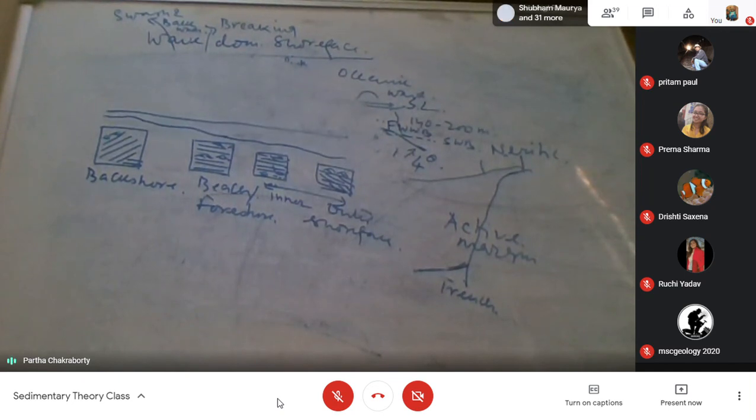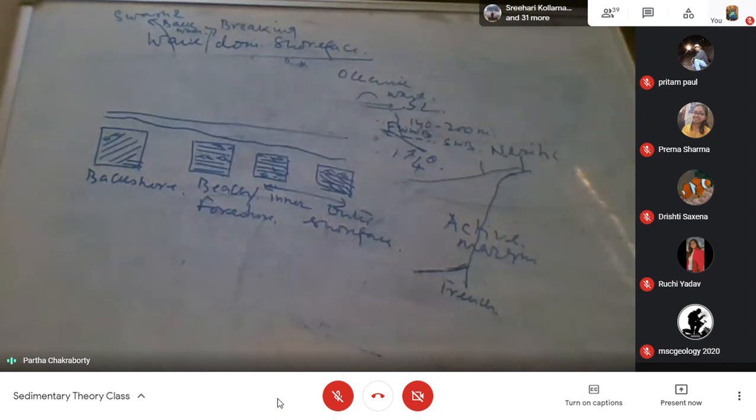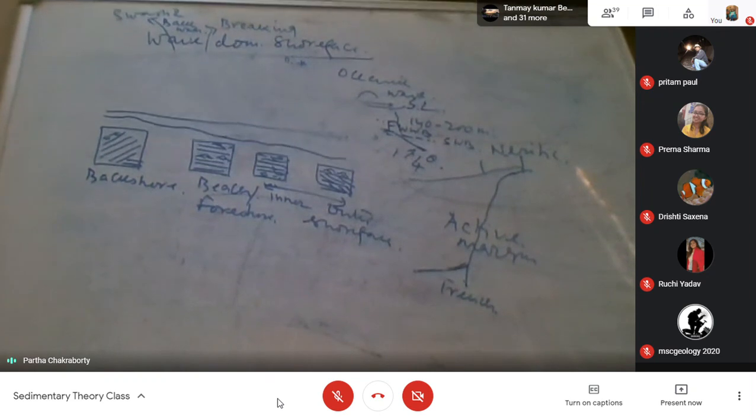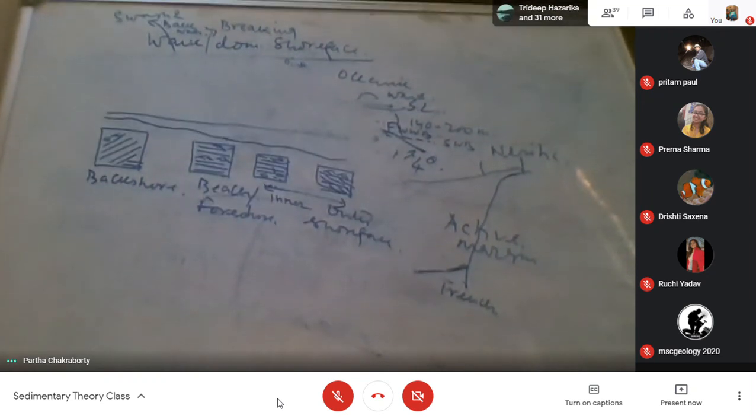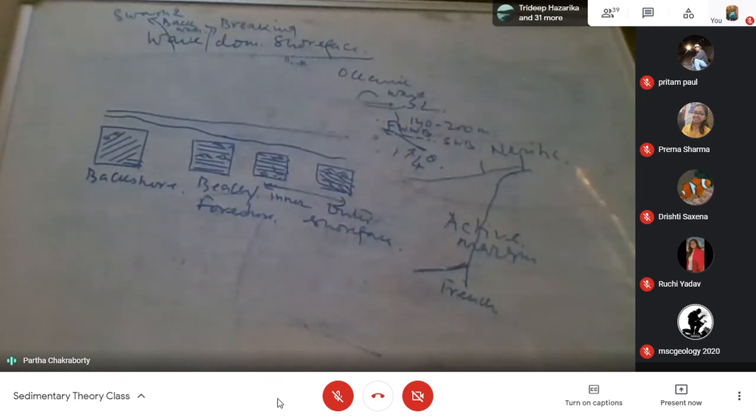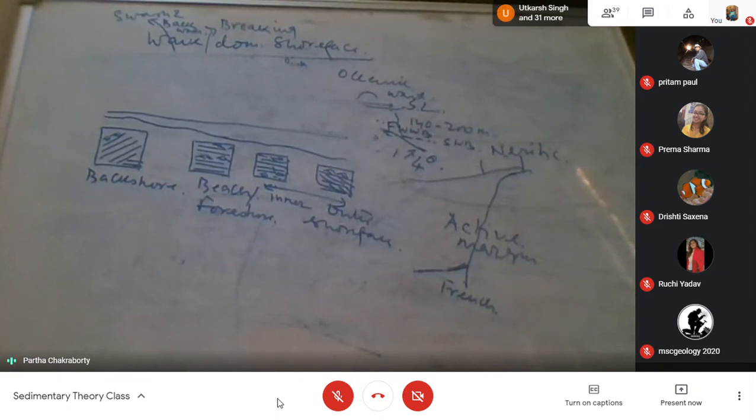Now backshore, beach foreshore, and then shore face, the inner and outer. What you are getting in the backshore, you will be getting the landward directed cross strata, landward directed cross strata, which will be alternating with the plain laminated sandstone and ripple laminated sandstone. Occasional ripple laminated sandstone, so that you get in the backshore. What you get in the beach foreshore?